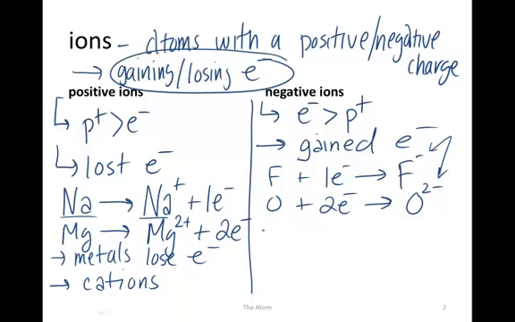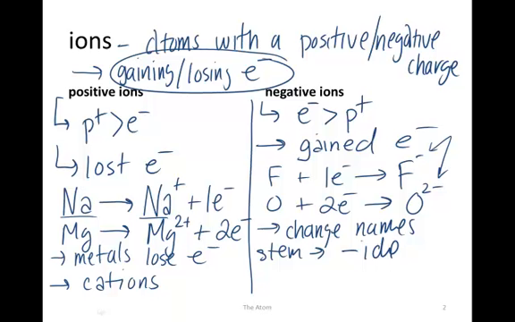As you probably heard me say, when elements gain electrons, we actually change the name of the species. So we change names for negative ions. What we do is we change the stem of the name and we add an -ide. So fluorine became fluoride, oxygen became oxide. Add the -ide to the end of that name.